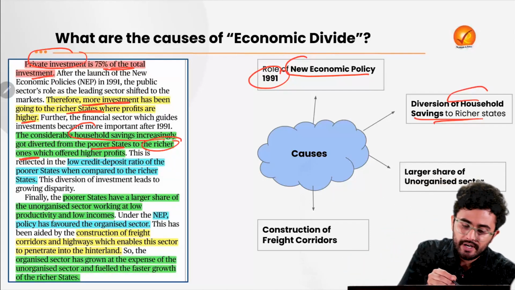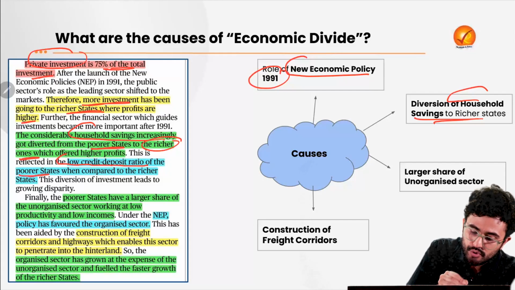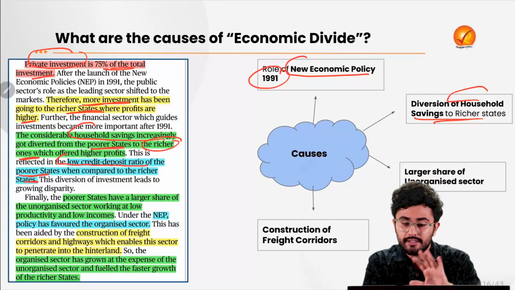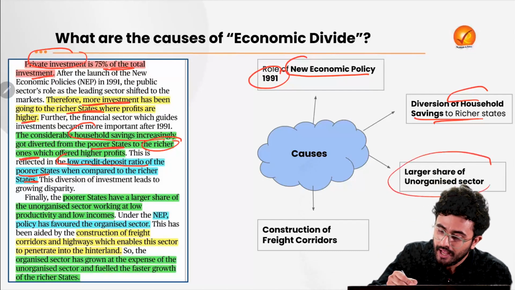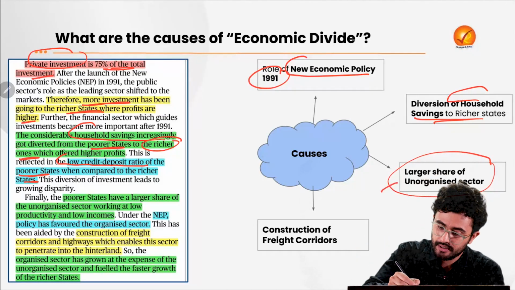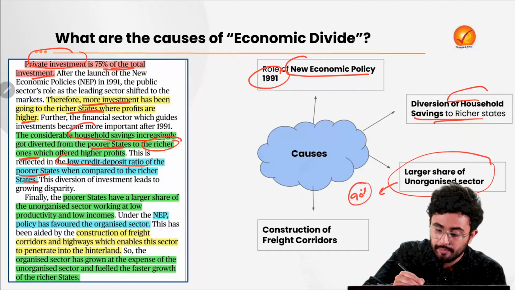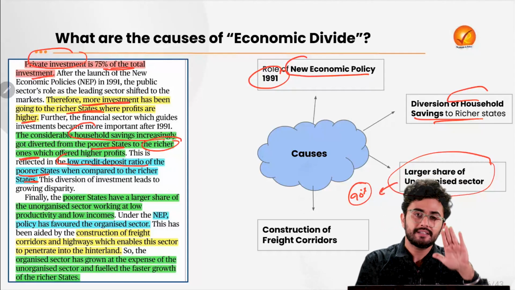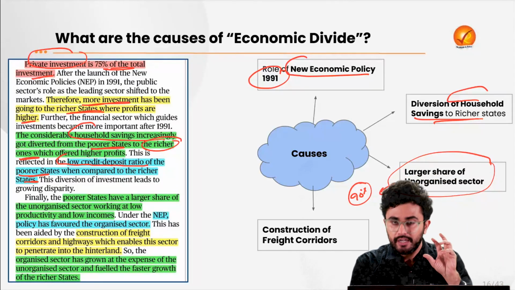And that is actually reflected in the low credit to deposit ratio of the poorer states when compared to the richer states. Then these poorer states have a large share of the unorganized sector, which obviously comprises 90% of our economy, and the major bulk of this actually resides in the poorer states, correct?